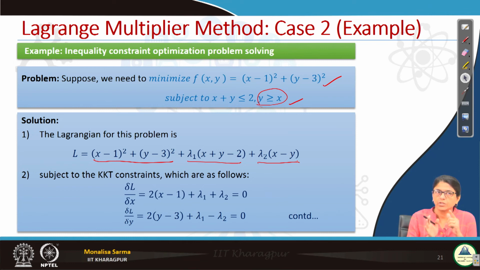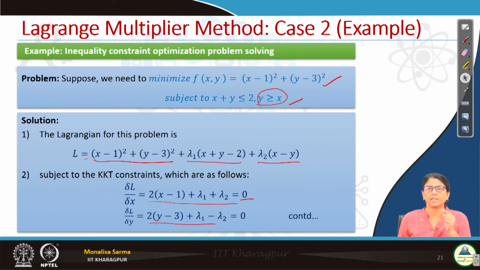So, what are my KKT constraints? The first KKT constraint is del L by del x, and here there are two parameters, x and y. So, del L by del x, whatever I get, is equal to 0, then del L by del y equals to 0. So, del L by del x, I got this, is equals to 0. First order derivative, simple. Del L by del y, I got this, is equals to 0.